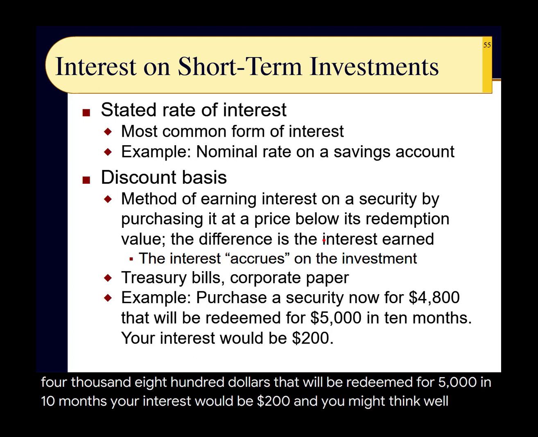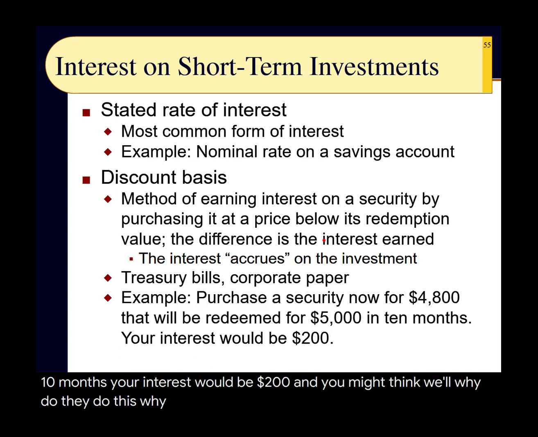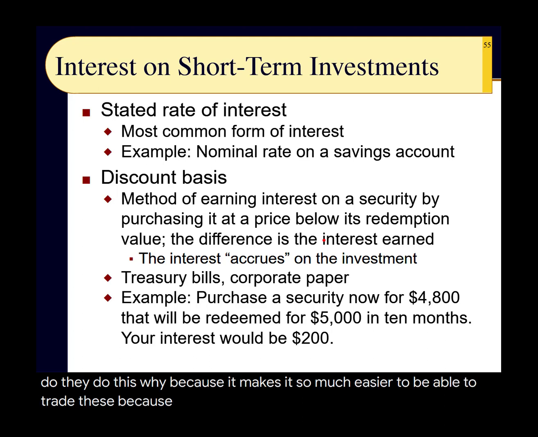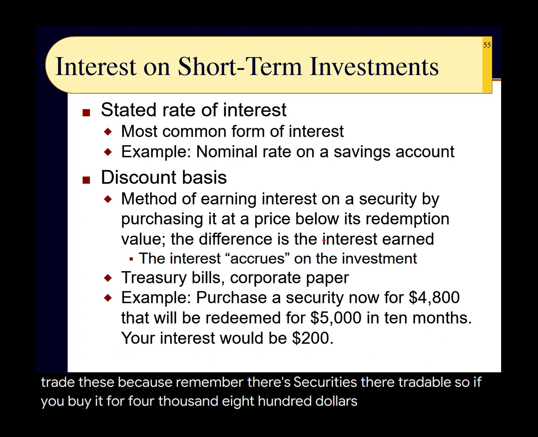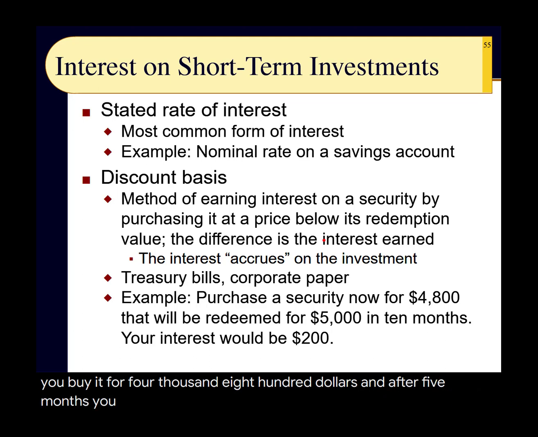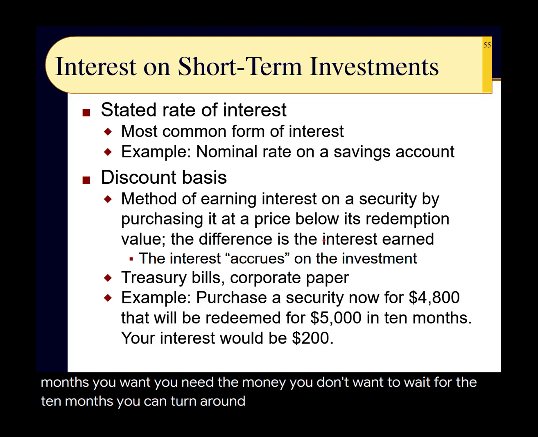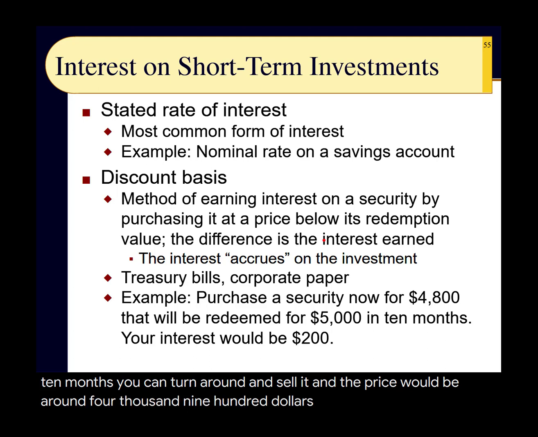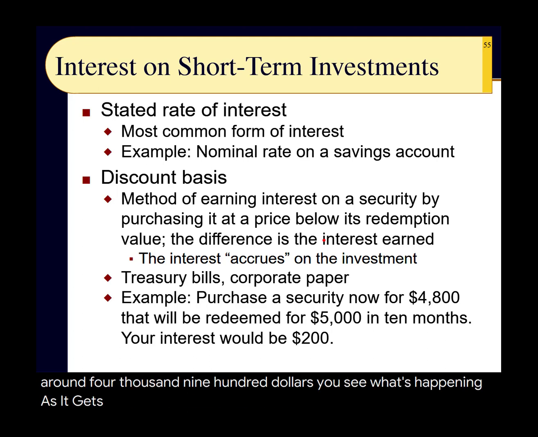And you might think, well, why do they do this? Because it makes it so much easier to be able to trade these, because remember, they're securities. They're tradable. So if you buy it for $4,800 and after 5 months, you need the money, you don't want to wait for the 10 months, you can turn around and sell it, and the price would be around $4,900. You see what's happening? As it gets closer and closer to the maturity date, it gets closer and closer to the redemption value.